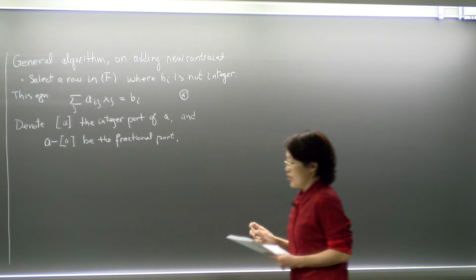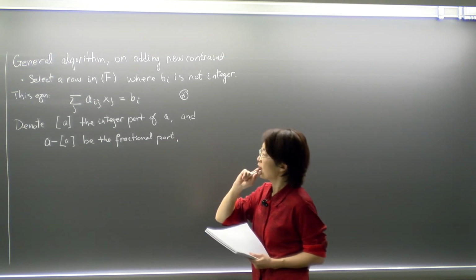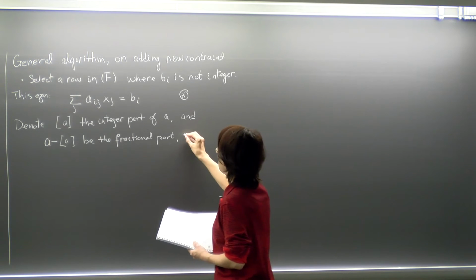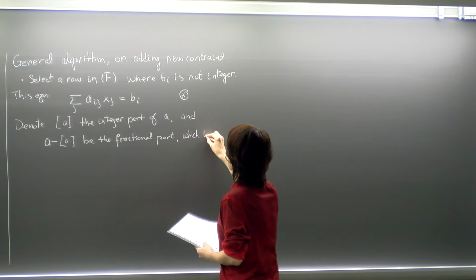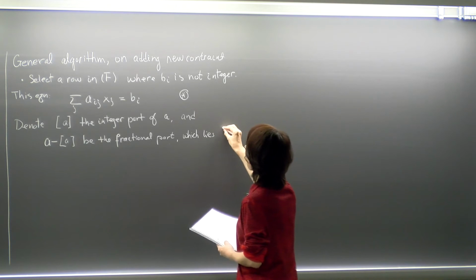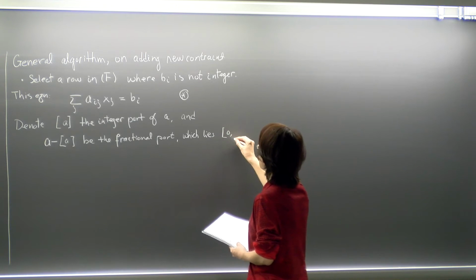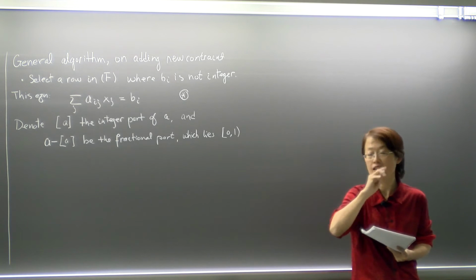Okay, so here is something a little bit tricky. The fractional part, in this notation here, is always positive, which lies on the interval from 0 to 1, not containing 1. Is that clear? I'll give examples.